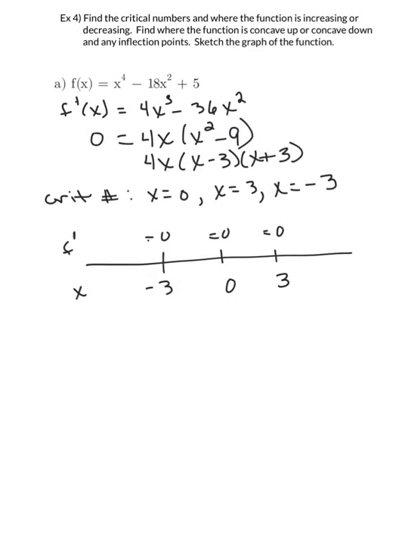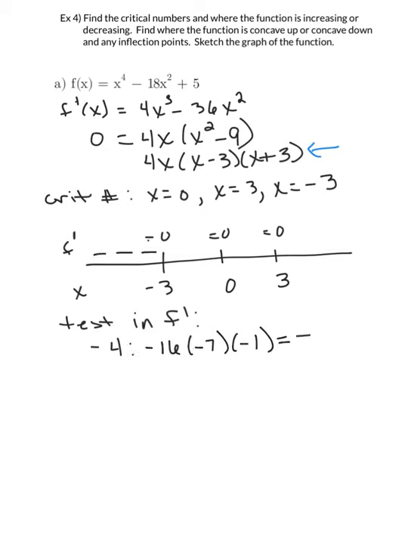And then we are going to test numbers in the first derivative. I'm going to test negative 4. I am using the factored version of the derivative, and putting negative 4 into that factored version will give us negative 16 times negative 7 times negative 1. 3 negative signs gives you a negative answer, so all of this area is negative.